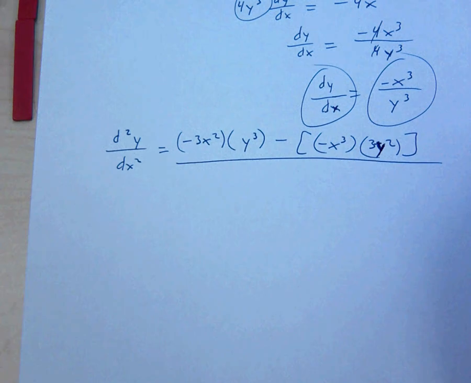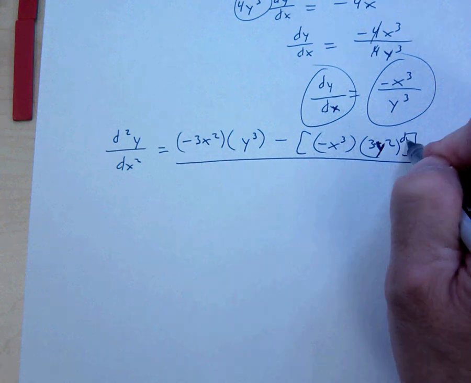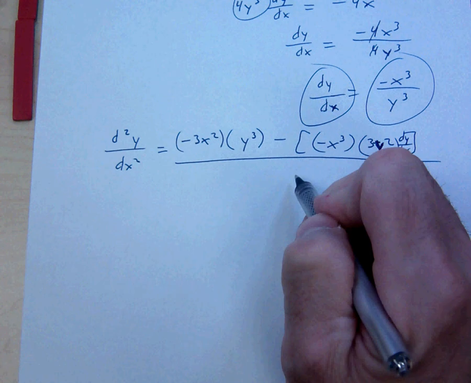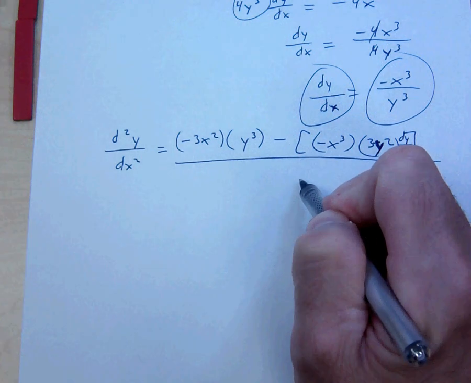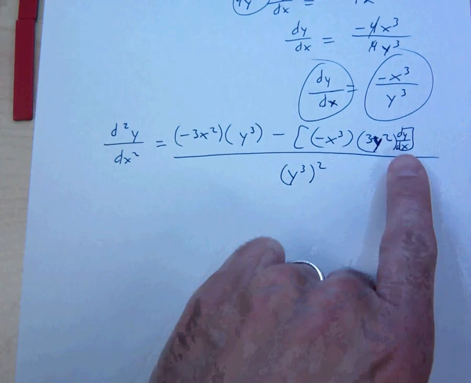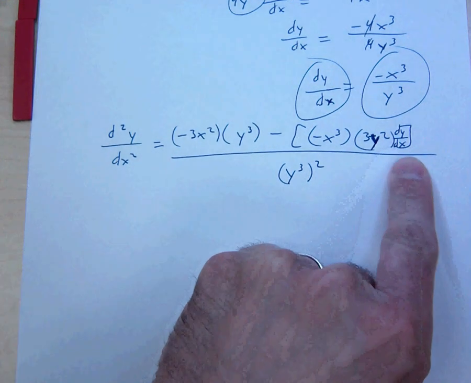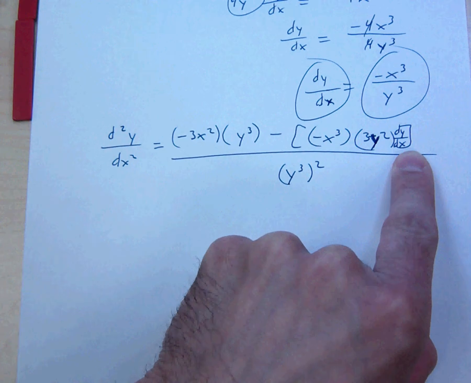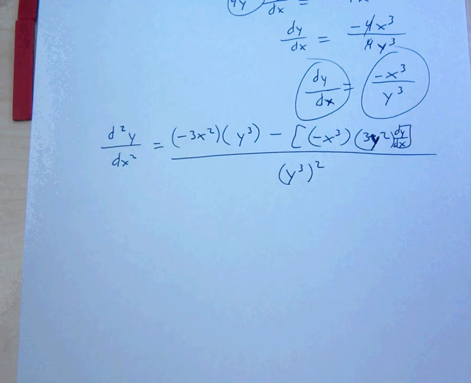D squared y. Yep, sure do. And then all over what? All over what? Yeah, the second one squared. Okay, yeah. Anytime you differentiate a y, right, you have to put a dy dx due to the chain rule. Yes? Yes, go ahead.